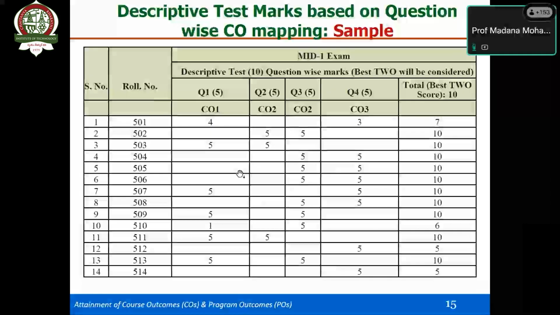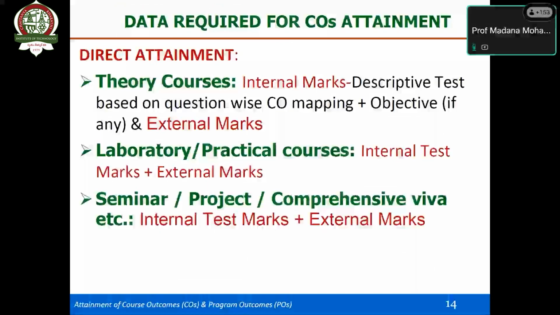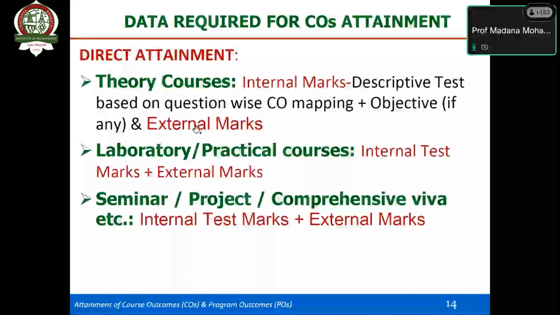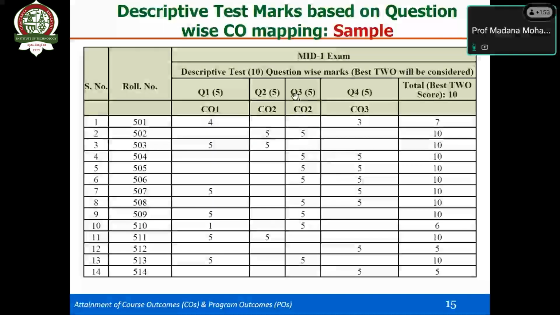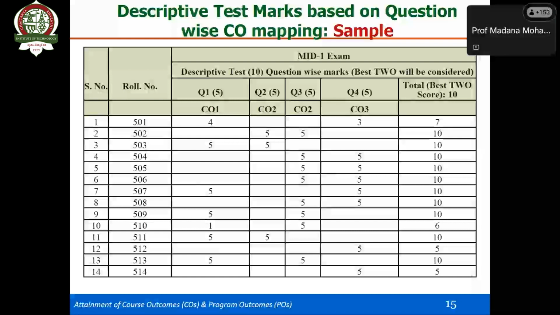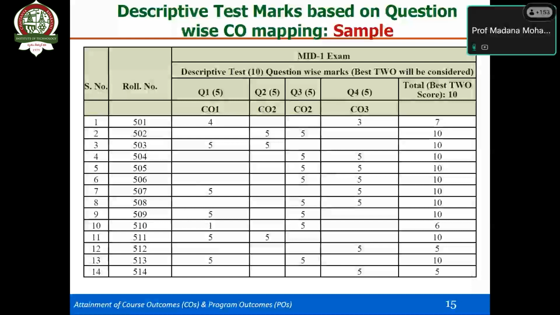Okay, for indirect attainment, that is based on feedback. Before that, let us see one sample. This is one sample mark sheet of a descriptive test based on question wise CO mapping. Here I didn't include the question paper. So here you can see the question number, in brackets the weightage, then below the mapped COs are listed.